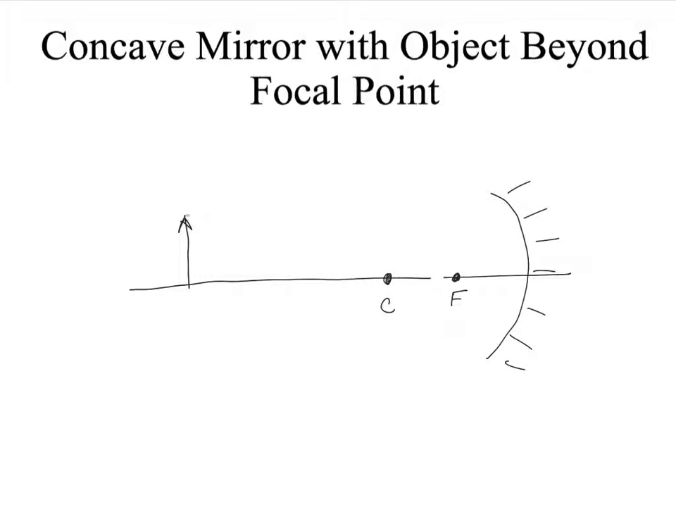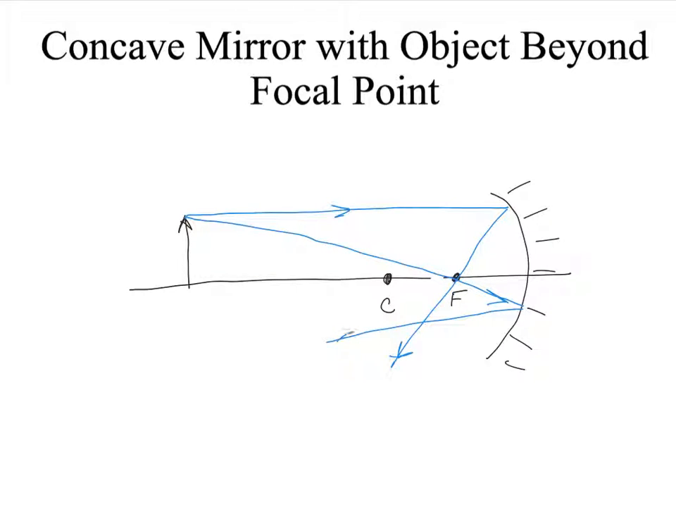So the first one goes parallel to the principal axis. When this one reflects, it passes through the focal point. The second one, remember, is the opposite. First it goes through the focal point before it hits the mirror, and that one is going to reflect back parallel to the principal axis. The next one is going to go through the center of curvature and kind of bounce back on itself. I am not a good drawer, am I?